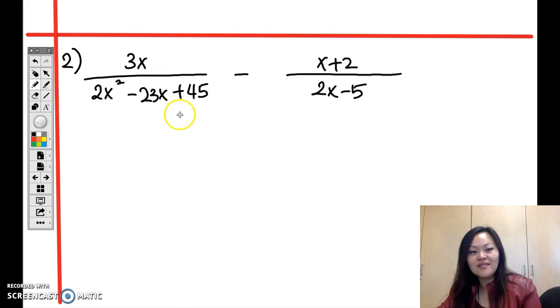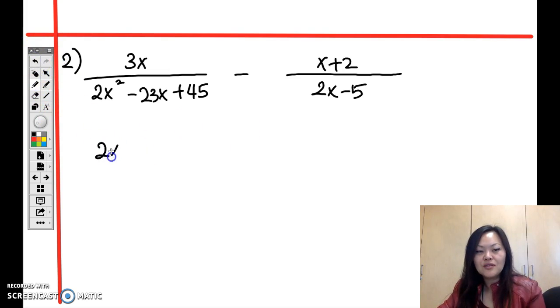For this one, we have to make sure that we find the lowest common denominator. Okay? So there you go. We have to find, let me first find factors and then I'm going to erase it, okay? So 2x squared minus 23x plus 45. We need to find factors of that.